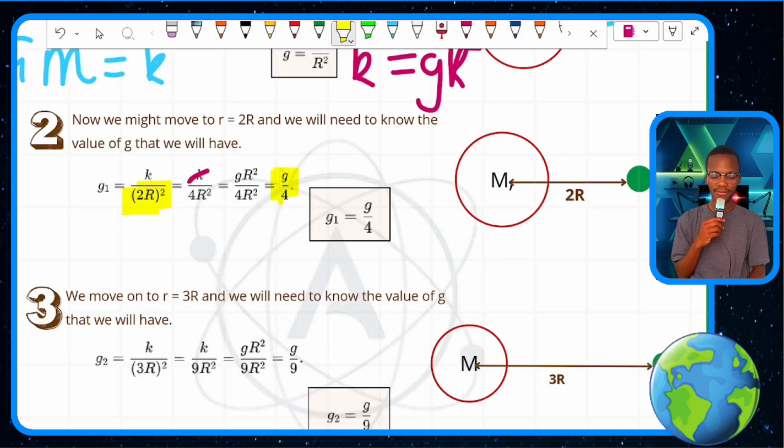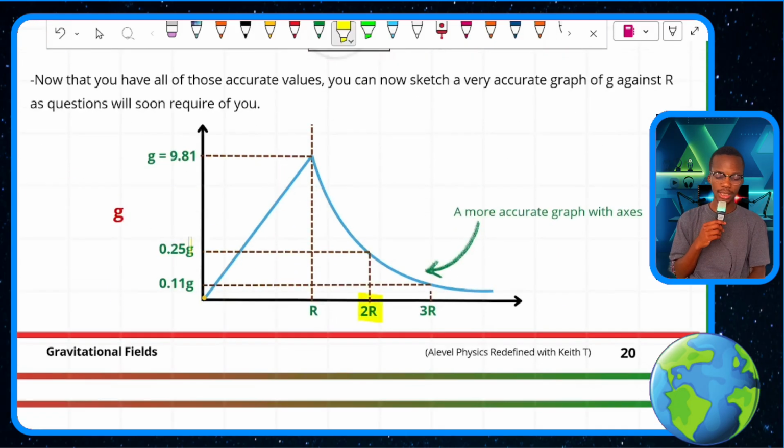So if I go on the graph here, I can now say at 2r, the value that I'm plotting is going to be 0.25. So if you're asked to plot this graph, you have to graduate the axis. You'll usually be given 3 marks. You have to graduate the y-axis and actually say, hey, I'm at 0.25 g.